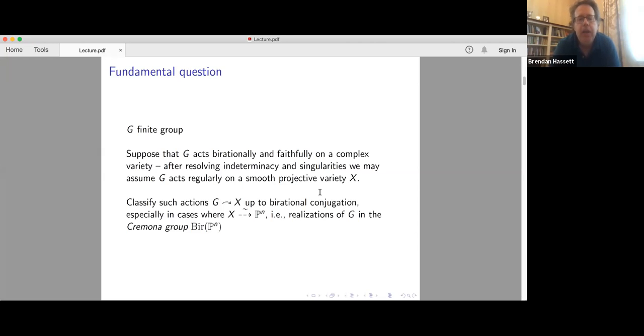And this is a core question that all of you are very well acquainted with. So how do we classify such actions up to birational conjugations, especially in cases where the underlying variety is rational, birational to projective space? And so in this special case, what we're really doing is we're trying to realize a given finite group as a subgroup of the Cremona group, the birational automorphism group of projective space. So this is a very old problem.